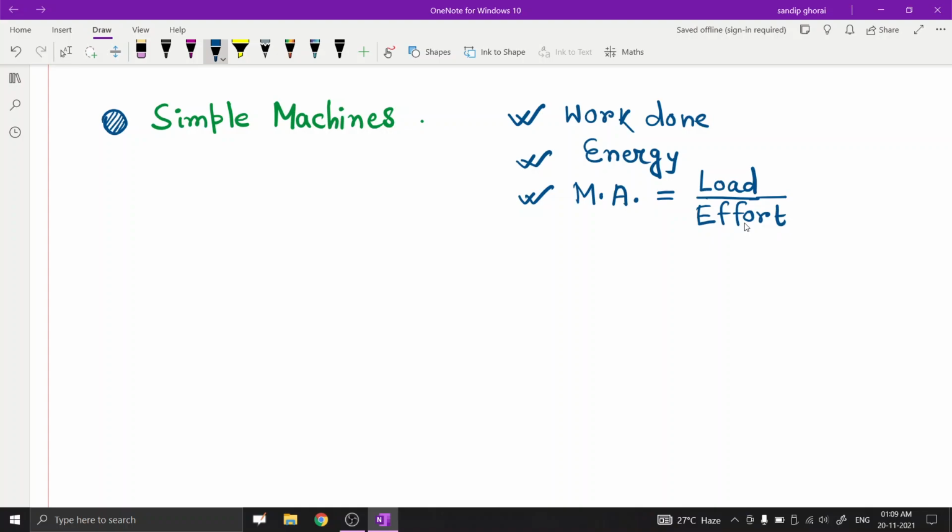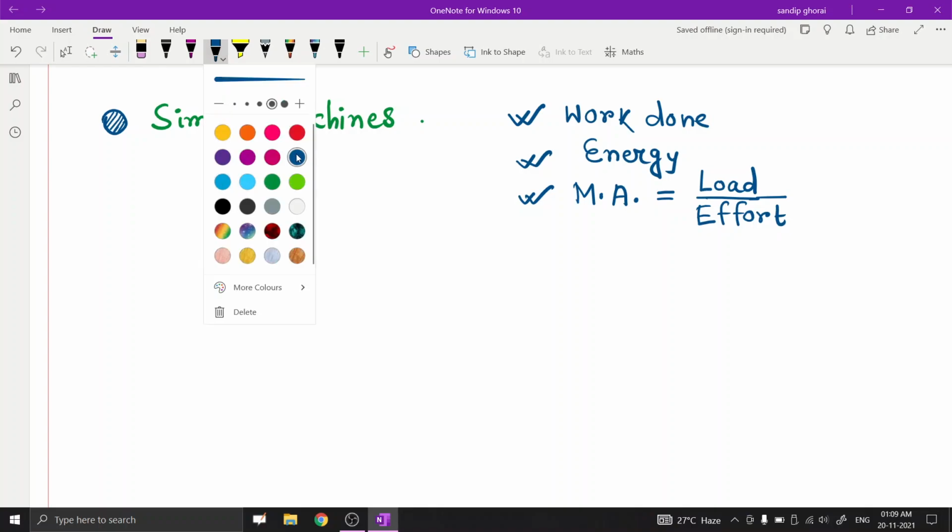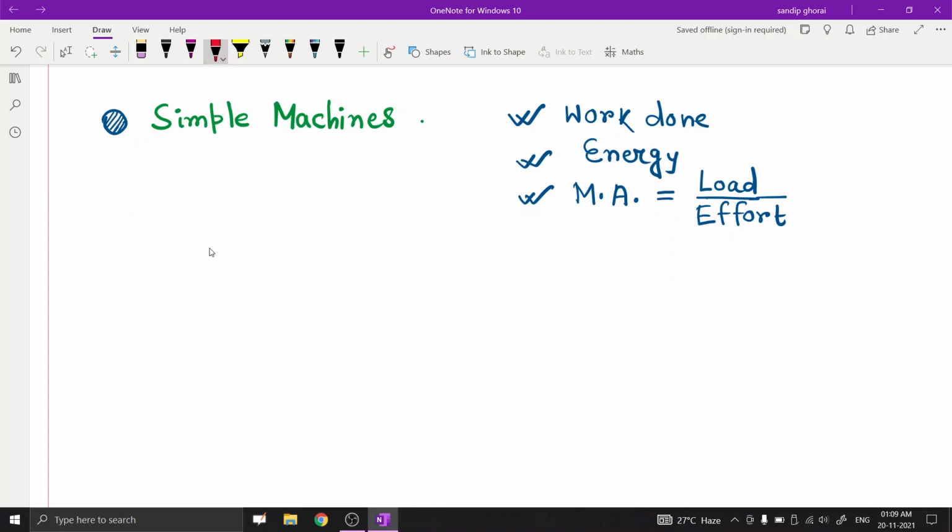Now we move to our main topic, that is simple machines. In general, there are a total of 6 types of simple machines. At first, the first one is lever. So the first question is, what is lever?